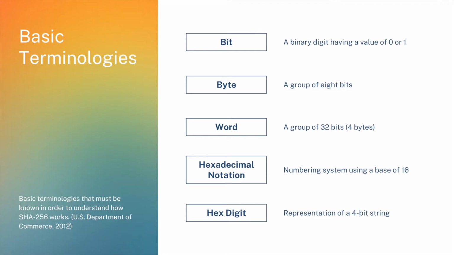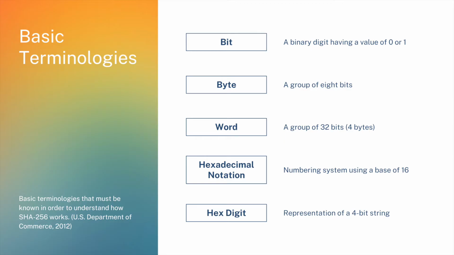Number 1. Bit is a binary digit that has a value of either 0 or 1. Number 2. Byte is a group of 8 bits. Number 3. A word is a group of 32 bits or 4 bytes, since 32 divided by 8 is equal to 4. Number 4.